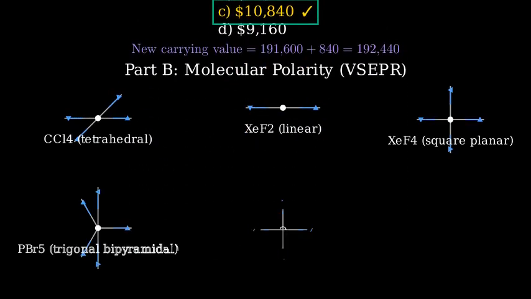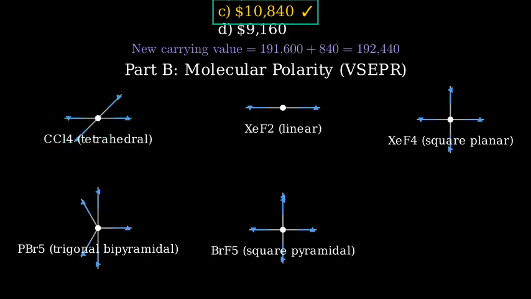Here are quick VSEPR sketches. Tetrahedral CCl4, linear XeF2, square planar XeF4, trigonal bipyramidal PBr5, and square pyramidal BrF5. Notice the symmetry of the first four.